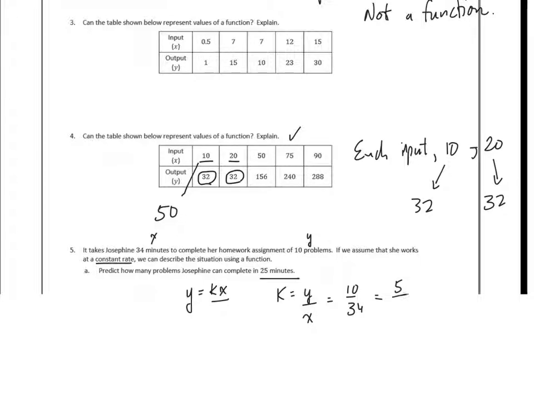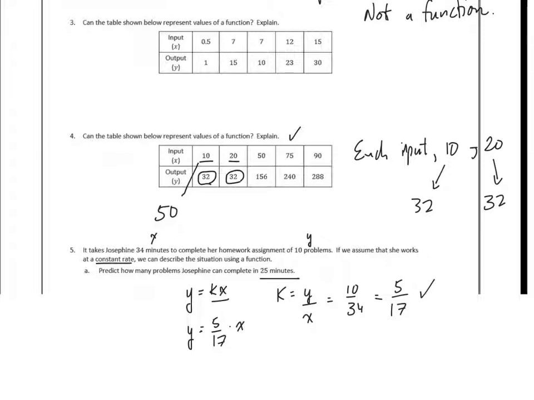5 over 17. And as you can see, I've moved, and there's just a little bit more noise. So here we go. If we take that constant and put it into the equation, we create our rule, where y is equal to 5 over 17 multiplied by x.